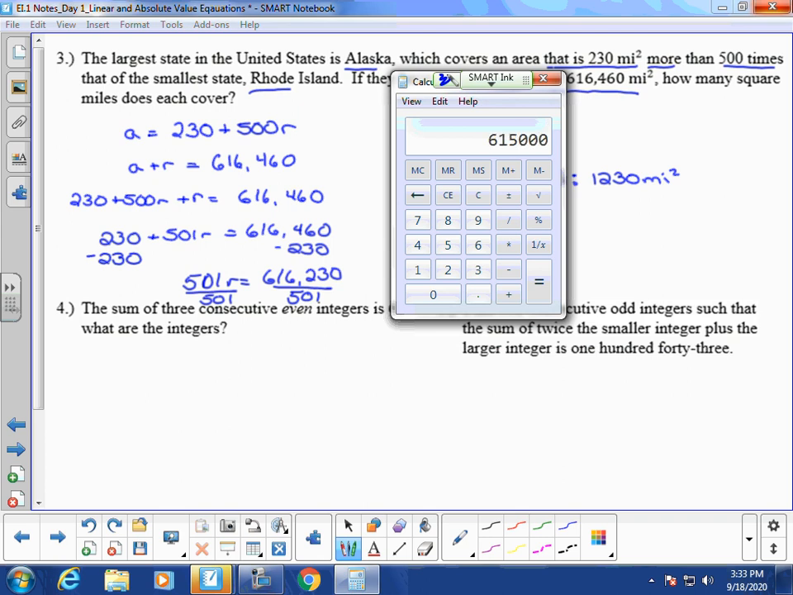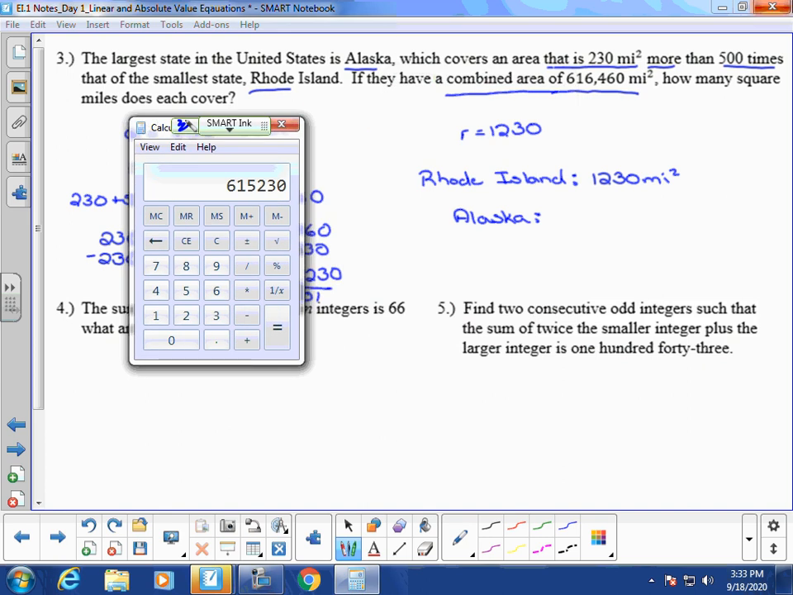Let's go the other direction. Plus 230. Here we go. This gives me the value, or the square mileage coverage, for Alaska. So Alaska covers 615,230 square miles.